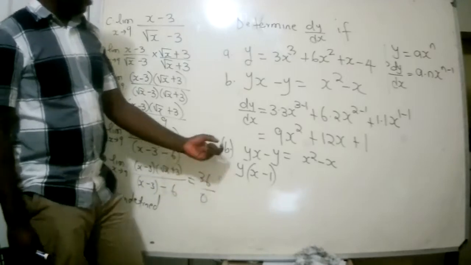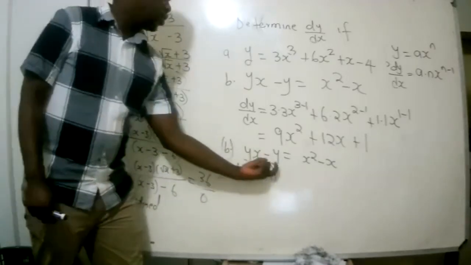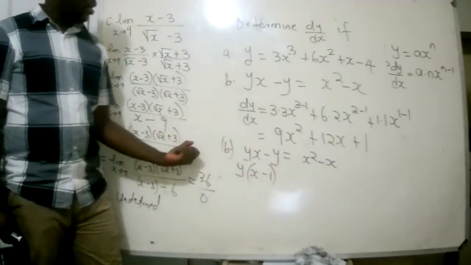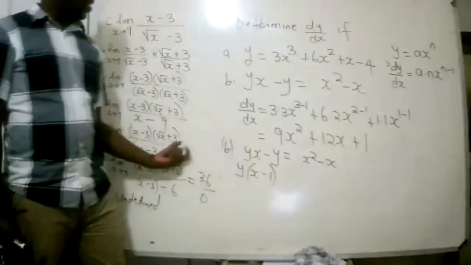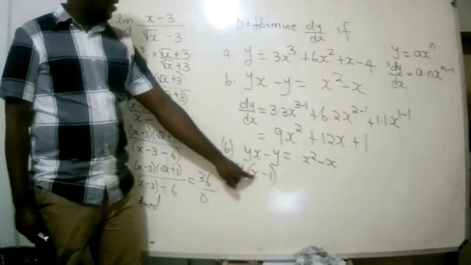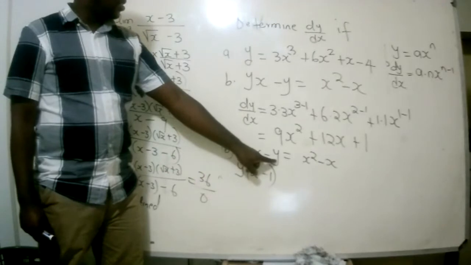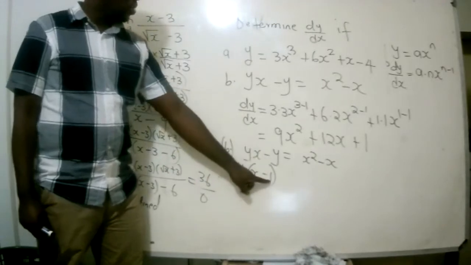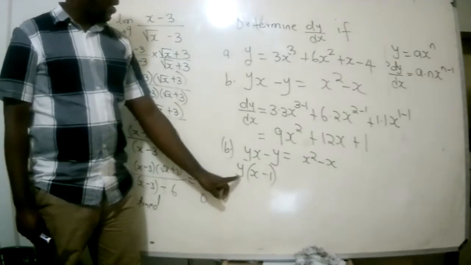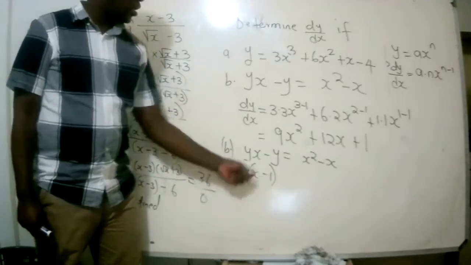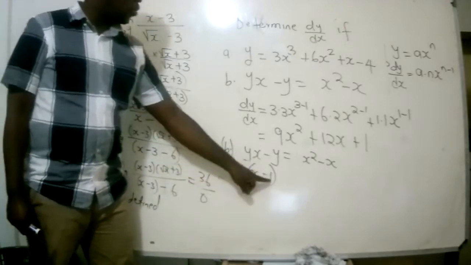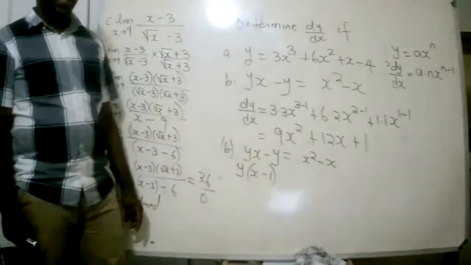Yeah. Let me repeat here. We take out the common factor of y. So when we take out the common factor of y here, we're going to be left with x there. And when we take out the common factor of y here, we're going to be left with what? With 1. So hence we have y at x minus 1. It's because after taking out the common factor, we left with x here and we left with 1 there. Is that clear?